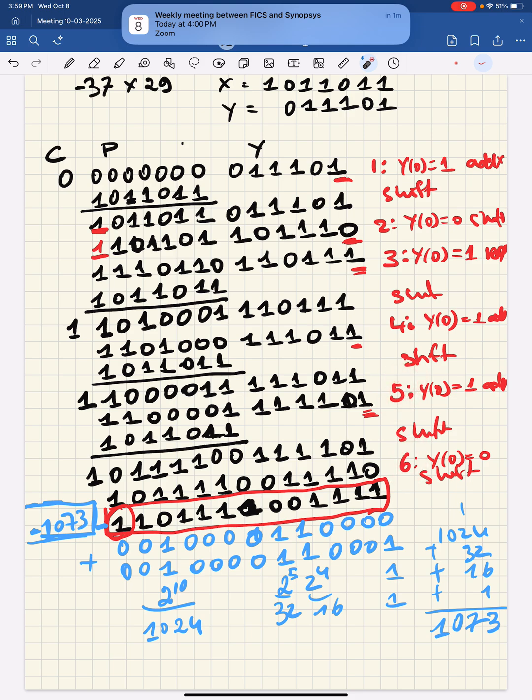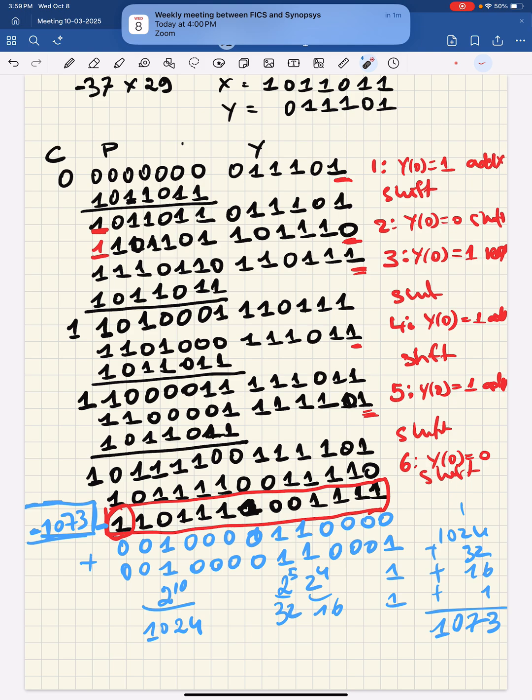In every iteration, whenever the least significant digit, which is y0, is equal to 1, we add the multiplicand to the partial sum that we already built here, and then we shift one position to the right in order to complete that iteration. If the least significant digit, the y0, is equal to 0, we just shift. That corresponds to adding a 0 and then shifting. So instead of wasting time adding a 0, we could just go ahead and shift.